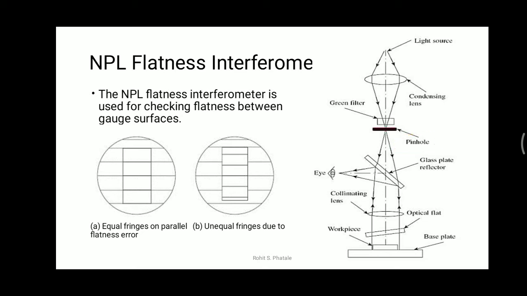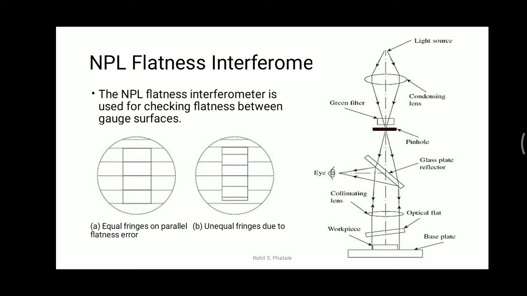Now what is this pinhole? A pinhole is a small hole which is placed on one part or plate of this device, and which is generally used to get the focused source of light. So what is the purpose of this pinhole? The pinhole is used to get the focused source of light.